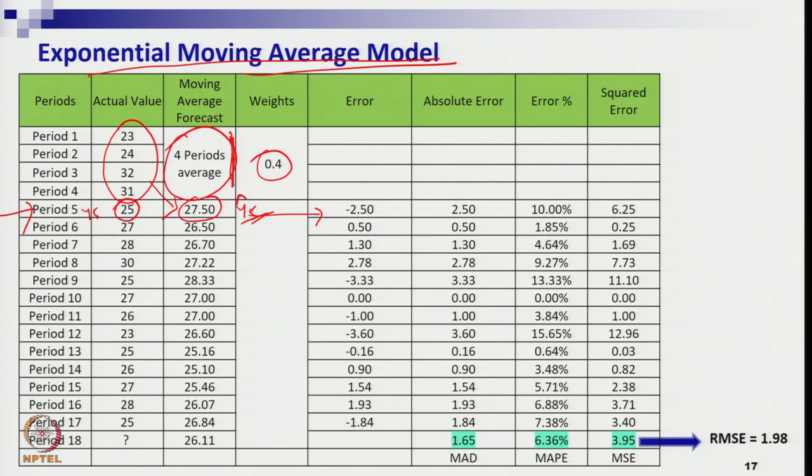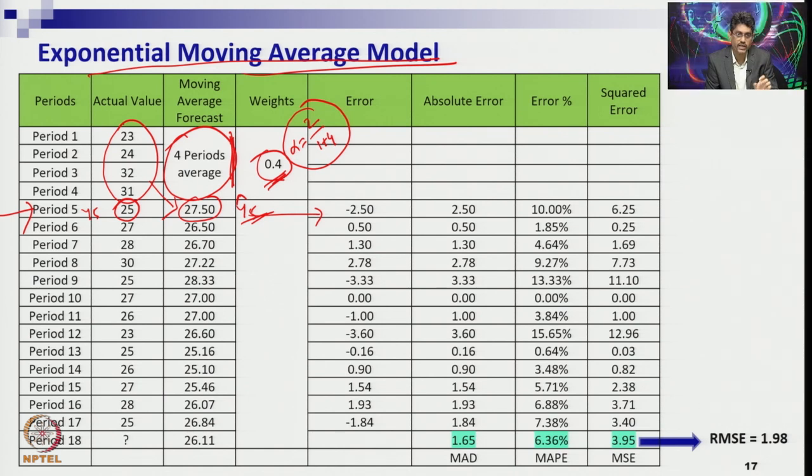I have taken the weightage, the alpha value is nothing but 2 by 1 plus 4, because I have taken a 4 period average. So this way I have calculated the weightages for the immediate period. This is the additional part in the exponential moving average. Their weightage, or the smoothing constant or smoothing factor, you have to initialize through this formula.